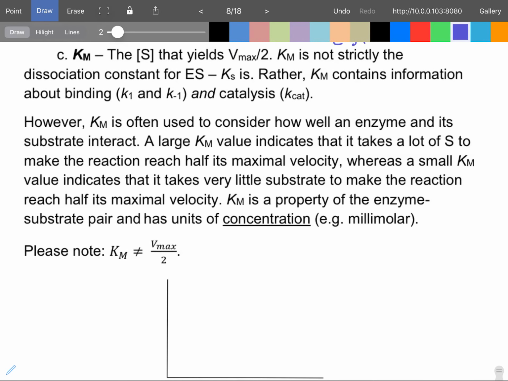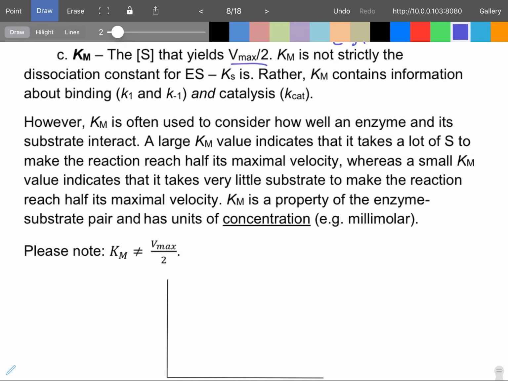Km, by definition, just like, remember we had P50 or P1/2 from ligand binding, that was the ligand concentration that yielded 50% occupancy. Km is similar. It's the substrate concentration that yields 50% Vmax, or Vmax divided by 2. Now, it's not strictly a dissociation constant.